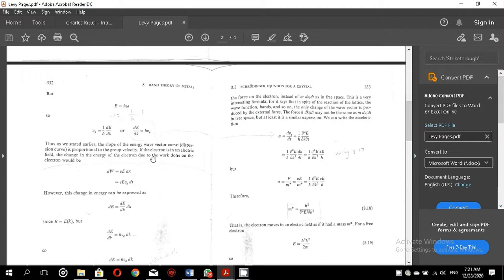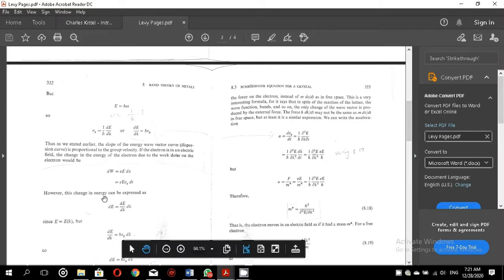If the electron is in an electric field, the change in the energy of the electron due to the work done on the electron would be equal to this. So dW is equal to force, which is eE, into dx, which is the distance, and this is equal to eE vg into dt, because the displacement or distance is equal to the velocity into time. However, this change in energy can be expressed as this as well.